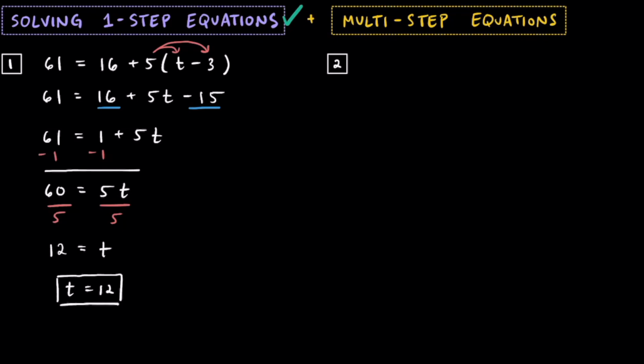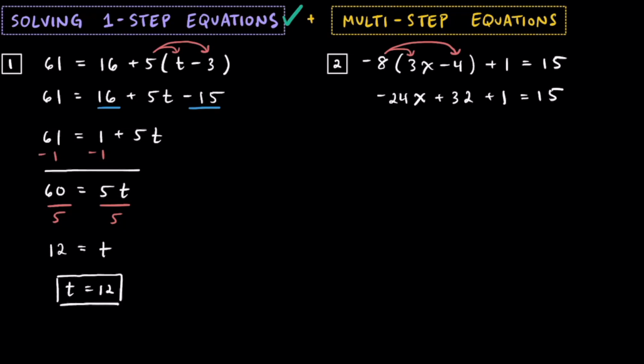For number 2, let's try solving this equation where we have negative 8 times the quantity 3x minus 4, and let's say plus 1, and let's say that's equal to 15. Okay, so first things first, let's go ahead and distribute. We want to get this multiplication out of the way. So negative 8 times 3x is going to be negative 24x. And then negative 8 times this 4 is going to be negative 32, because it's a minus negative 32. We can write that as plus 32, plus 1 is equal to 15.